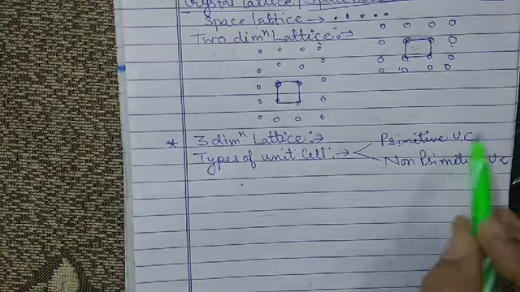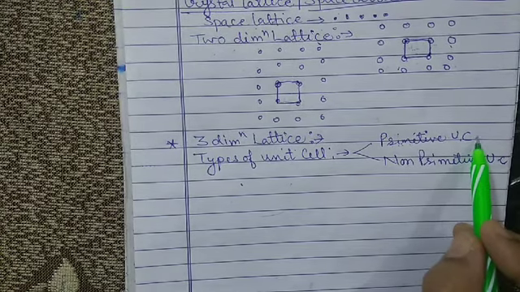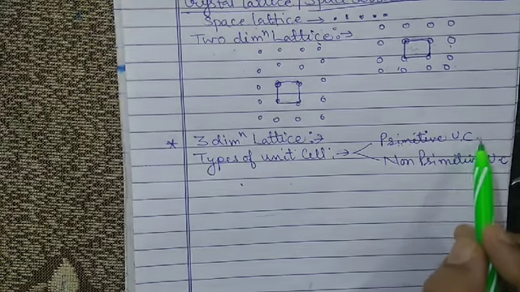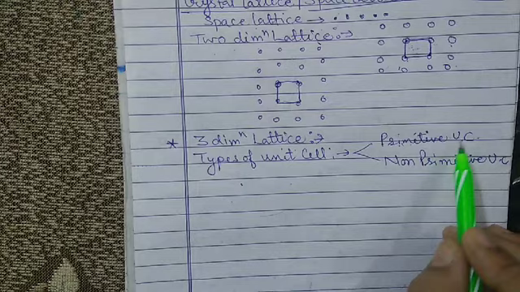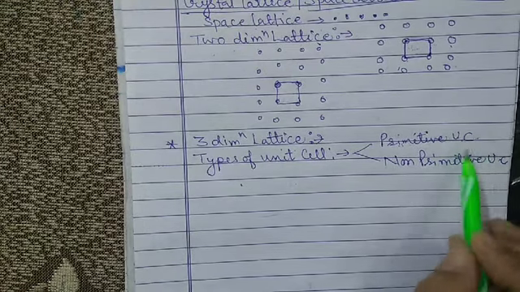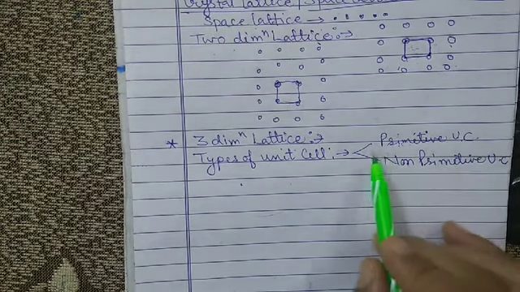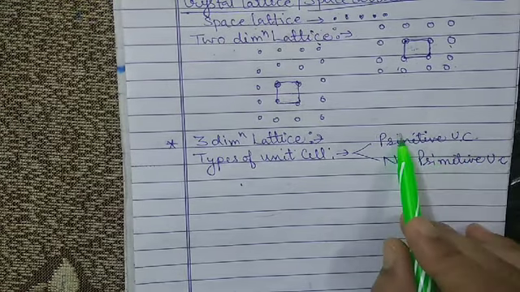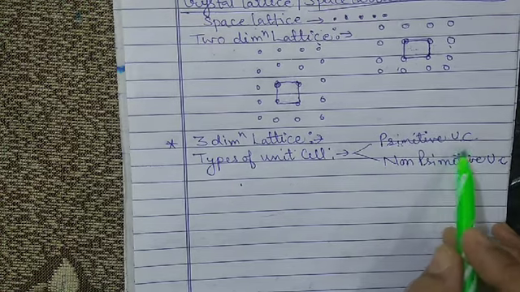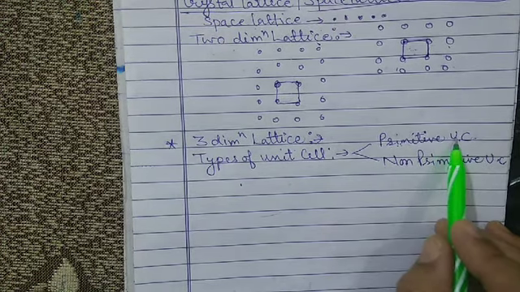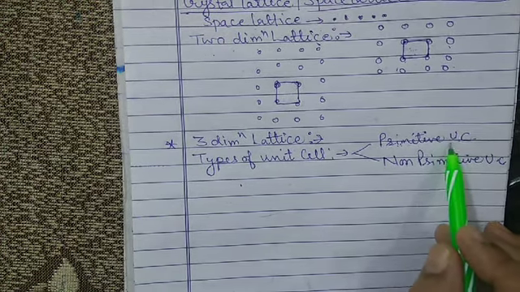Here, another meaning of a primitive unit cell is that the particles are only at the corner, and these are also known as simple unit cells.